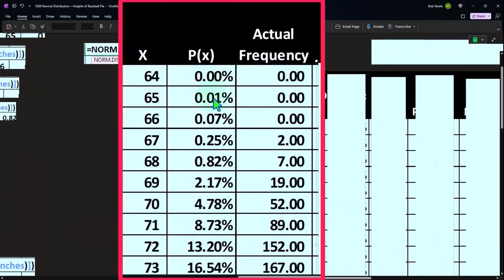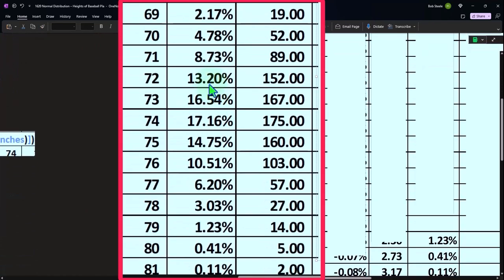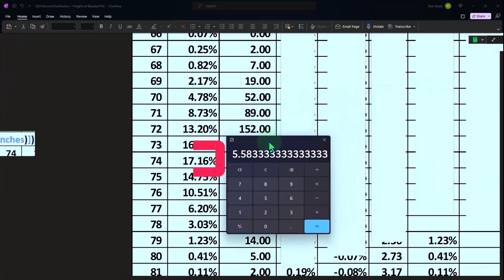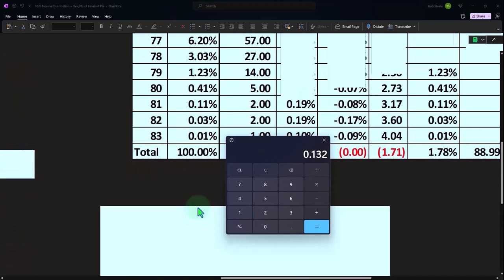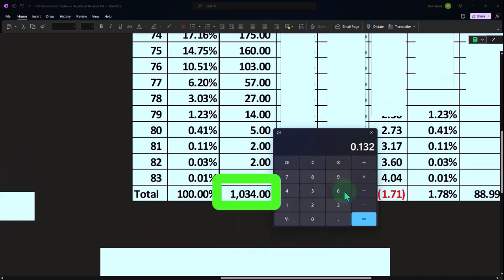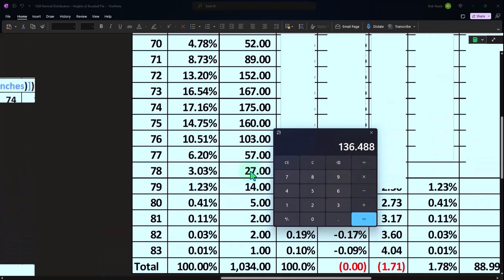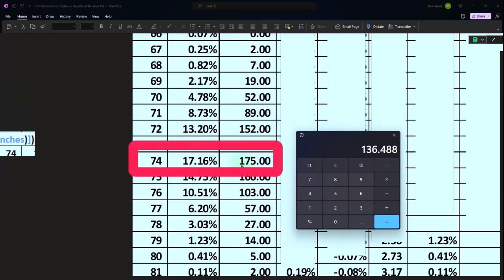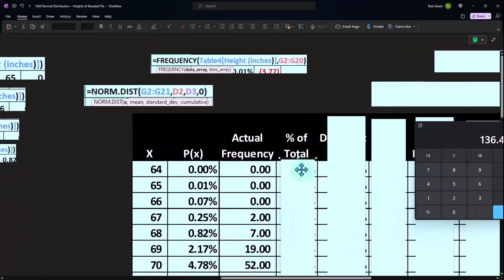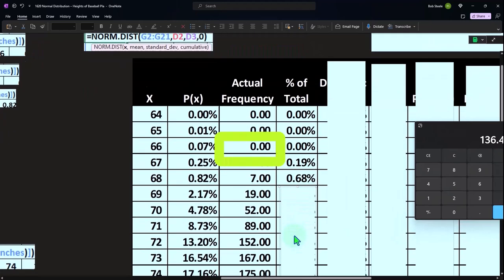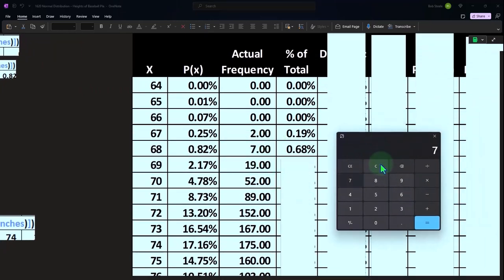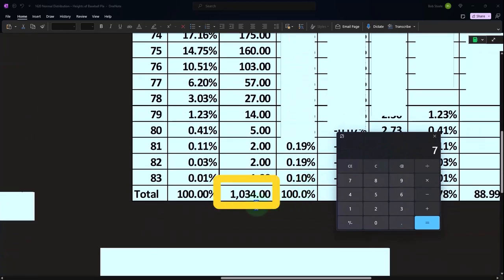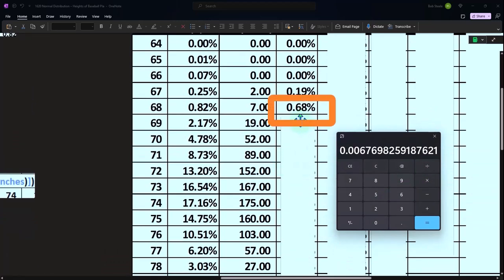Then I could multiply our bell curve number, for example at 74, by the sample count. I could take that 0.132 times the sample count, 1,074, to approximate the actual count on this side. But the way we might want to do it, however, is to take our actual numbers and divide by the total. So if, for example, I take this 7 divided by the 1,074, moving the decimal two places over, that's 0.68 percent.